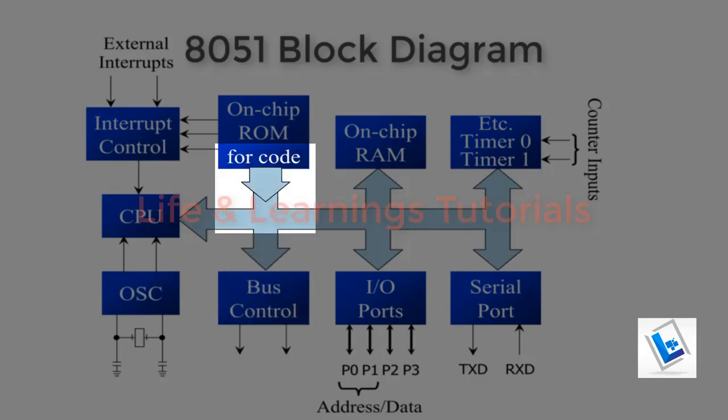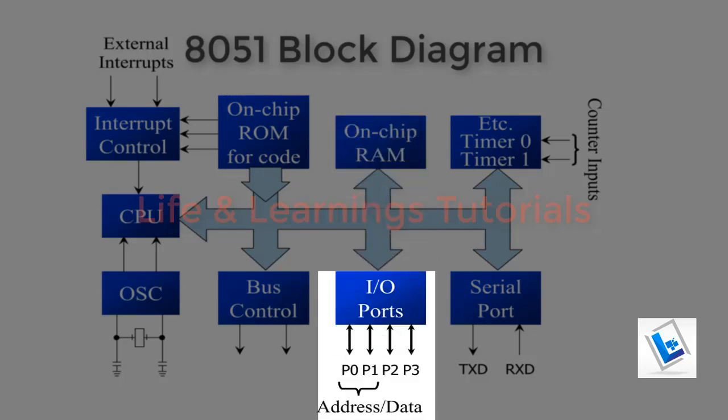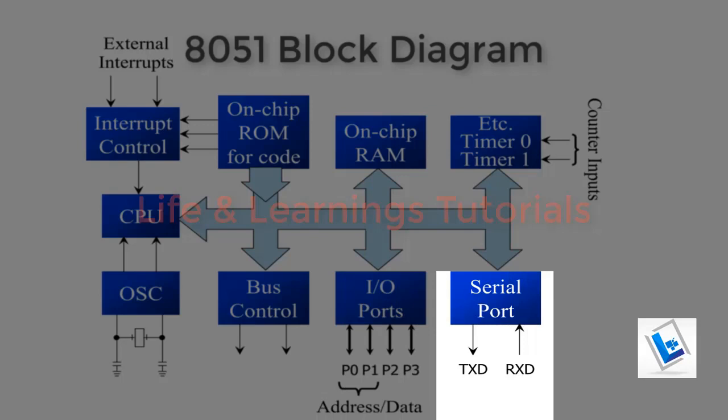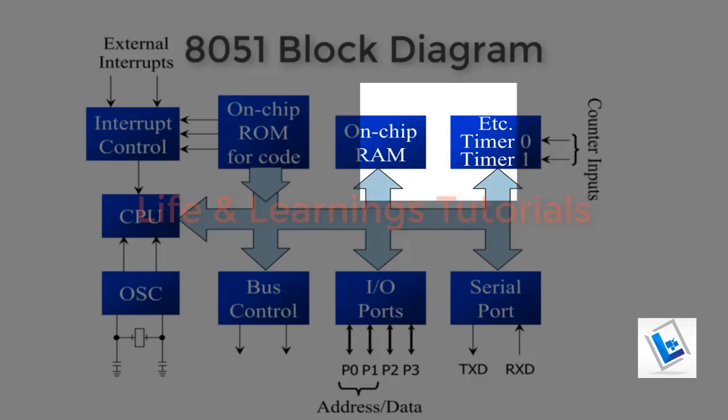the system bus. On the upper side we have this on-chip ROM to store the code for 8051 and on-chip RAM to store the data variables during the operation. We have this block for 4 input-output ports of 8051. The next block is for serial port, which is UART. Here we have timer 0 and timer 1 block, and here we have this interrupt control block.